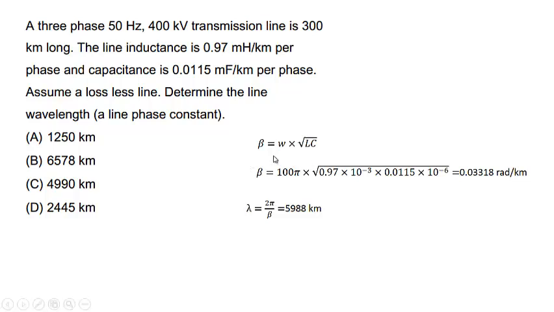So you can see beta is equal to omega root LC. Omega is 100 pi. This L is equal to 0.97 millihenry, and this capacitance is 0.1 microfarad, it's not millifarad over here. It comes out to be 0.0331 radians per kilometer. So lambda is equal to 2 pi by beta, that's 5988. So you can see from here there is no exact option, you can choose the closest option for this case. Sometimes these cases arise when the options may not match, or the options given are wrong, but you have to use your own concept to correct them as well.